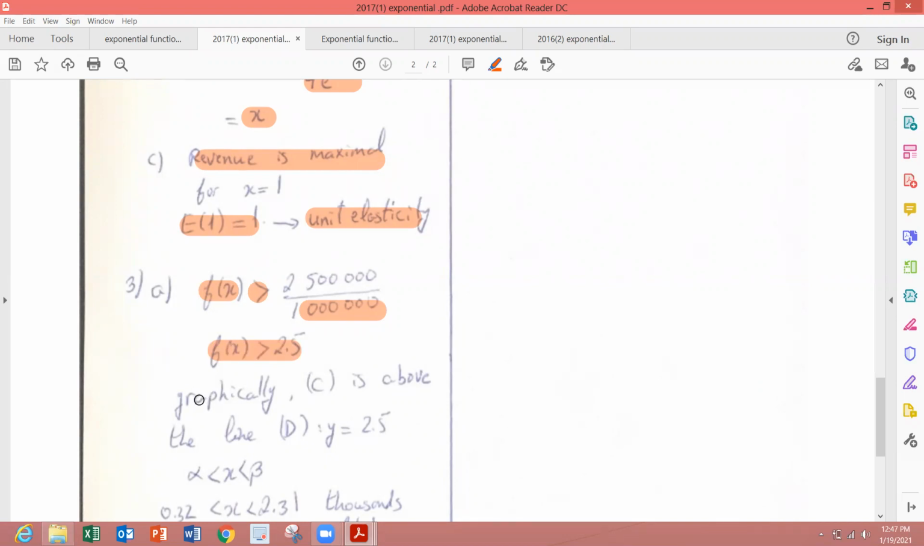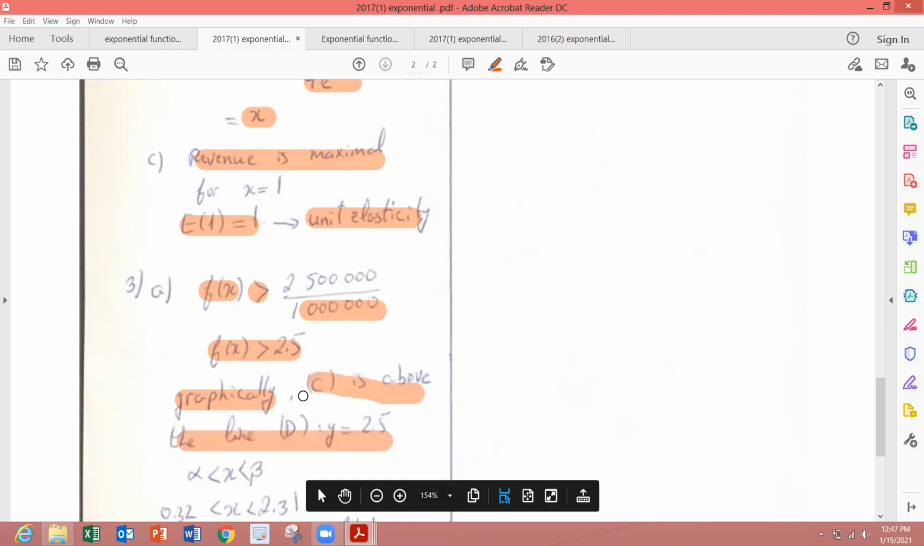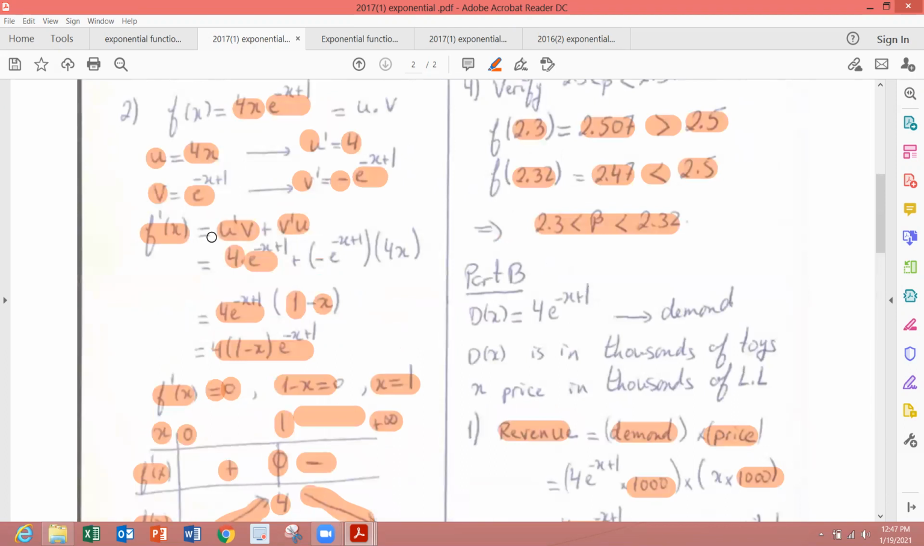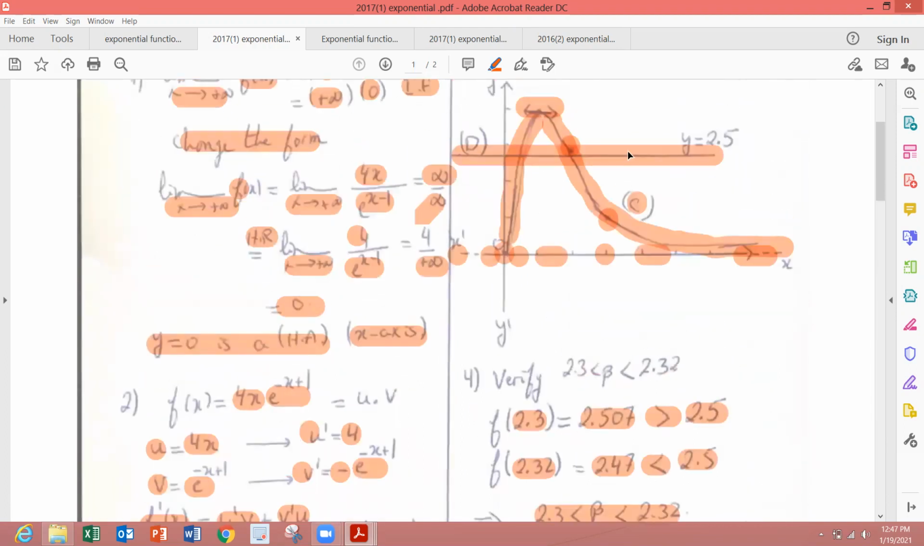Graphically, f(x) greater than 2.5 means that curve C is above the line d of equation y equals 2.5. If we look at the graph, this is the line y equals 2.5 here, and this is C. Between which values is the curve above the line y equals 2.5?